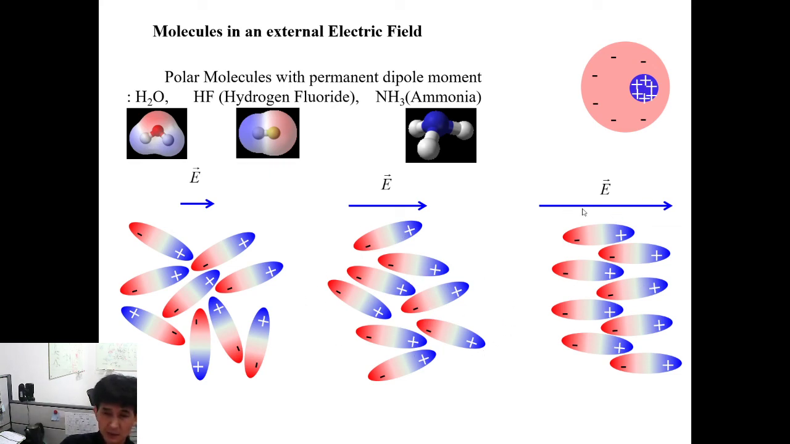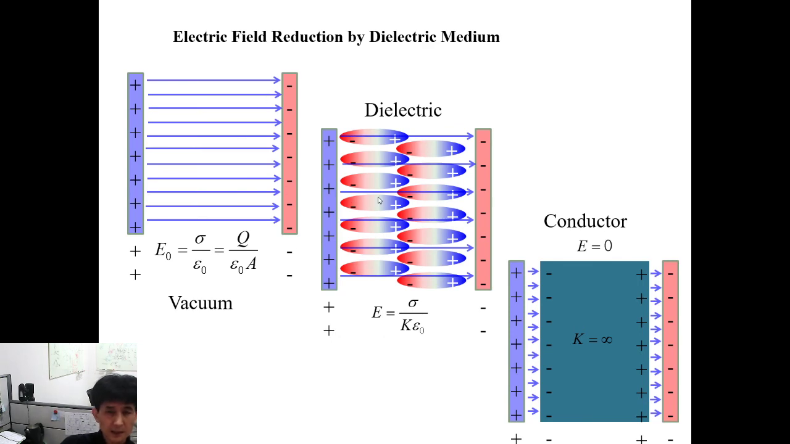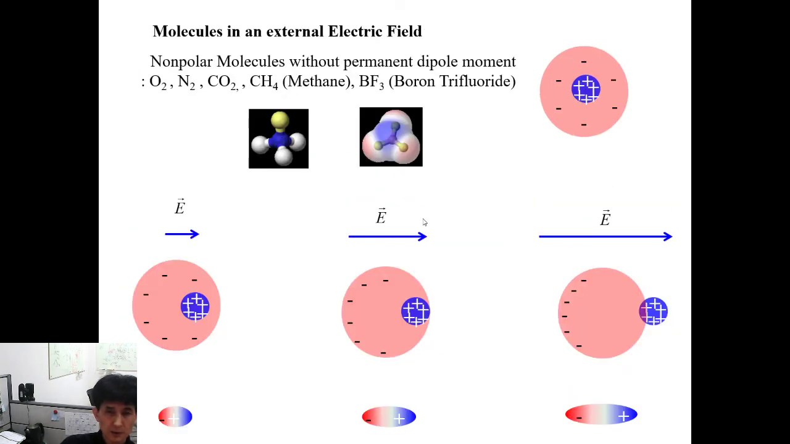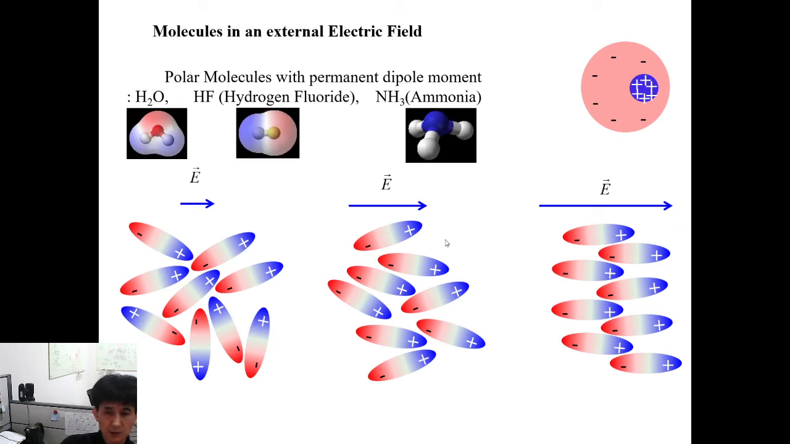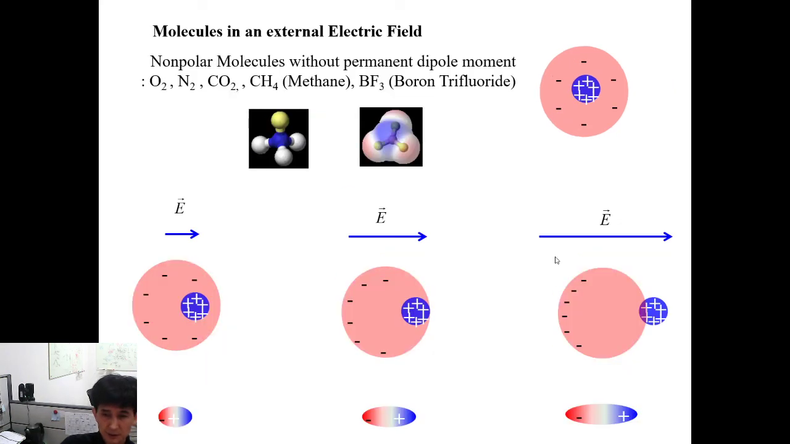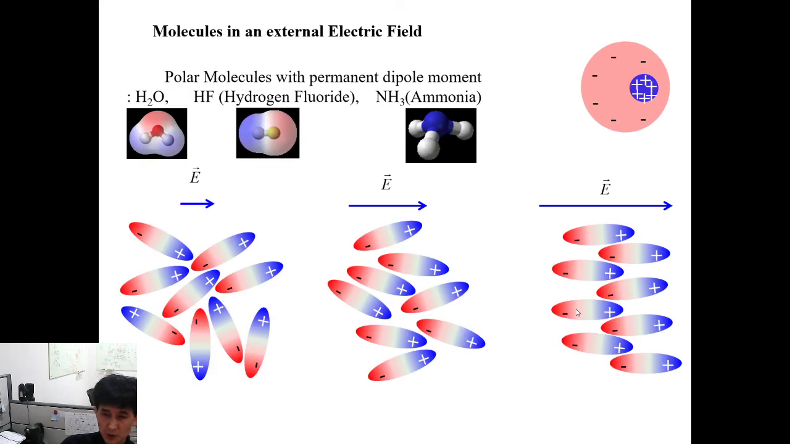So by applying a larger amount of electric field, the polarized molecule aligns along the electric field. So we have larger and larger alignment of this polarized molecule as we apply electric field. And anyway, regardless of the principle for these two different molecules, by applying electric field, we have alignment of negative and positive charges within the molecule like this.